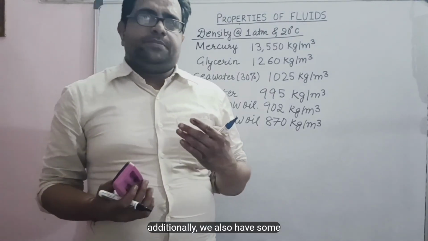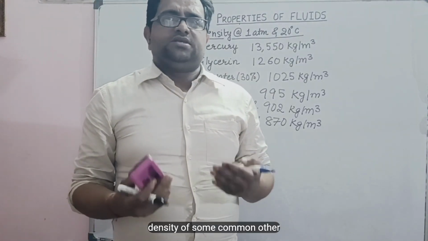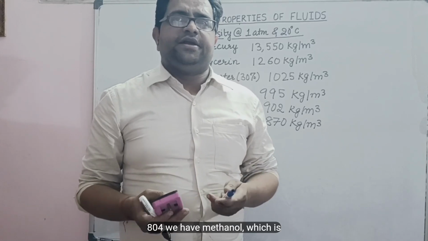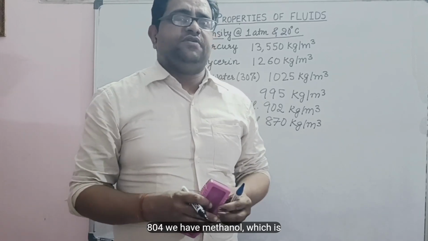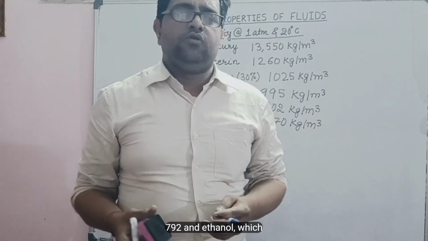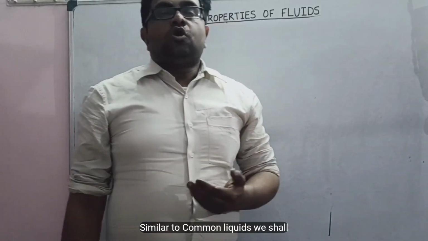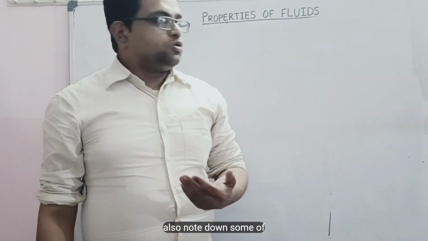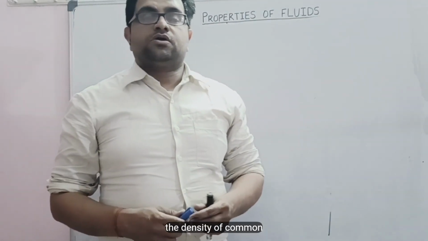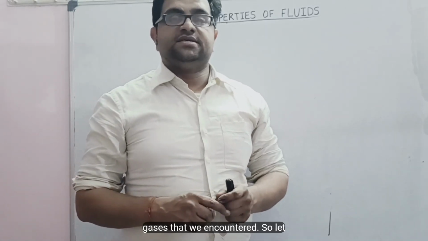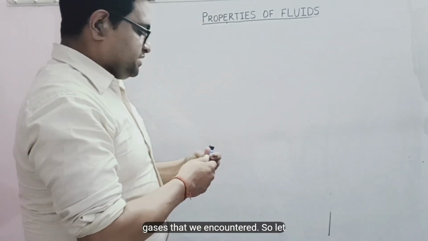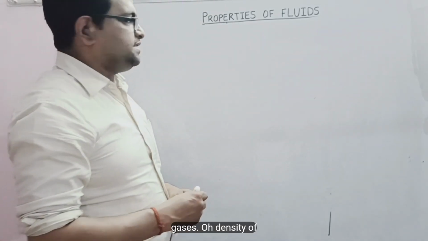Additionally, we also have the density of some other common substances such as kerosene, which is 804. We have methanol, which is 792, and ethanol, which is 789. Similar to common liquids, we shall also note down the density of some common gases that we encounter. So let us see the density values of some common gases.